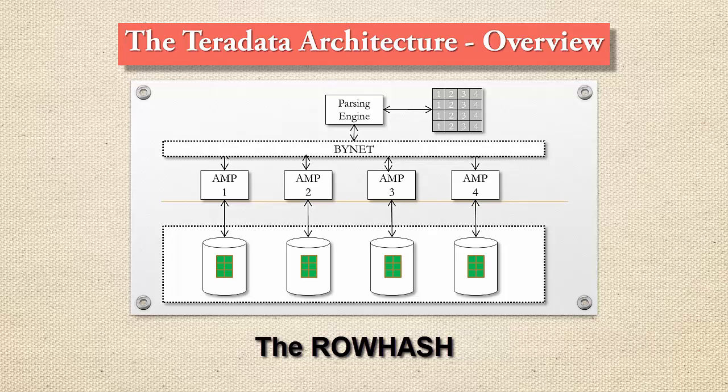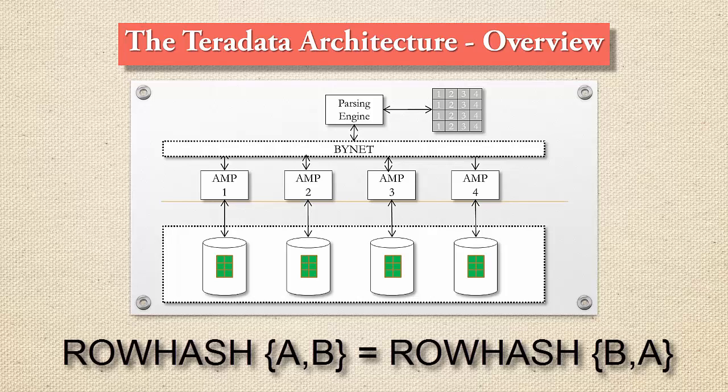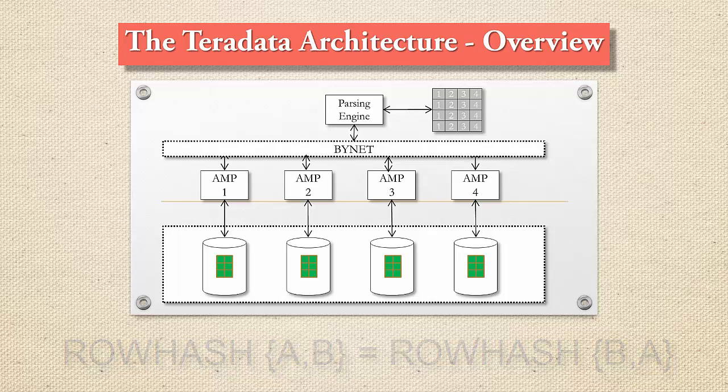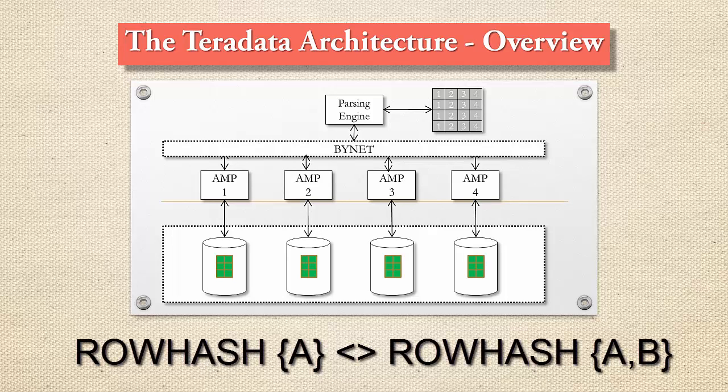What is input to the row hash? Well, in the usual case of a table with a primary index defined that is made up of one or more columns, it is exactly this set of columns, and for each row, the particular values that make up this primary index. A given set of values always maps to the same row hash, so no matter how often you convert a given set of values, you will always get the same row hash value. The order of the input column combination does not matter. So the row hash of A and B is equal to the row hash of B and A. But the row hash of A alone and the row hash of B alone are different values.